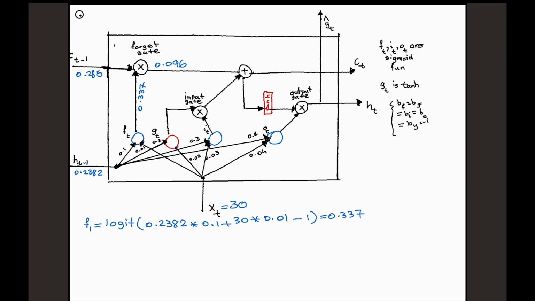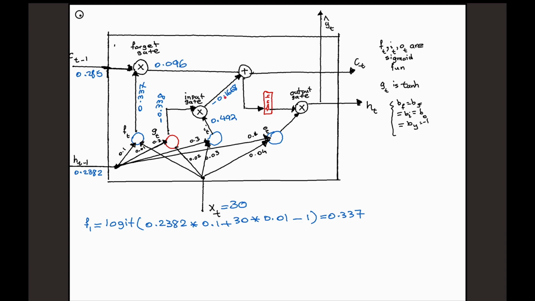GT, based on my calculation, is negative 0.338. Since G is in red, it was hyperbolic tangent. That's why it got a negative number. It can get a negative number. Hyperbolic tangent is something between -1 and 1. The IT in this case is 0.492. So if you multiply these two numbers, the output of the input gate is telling us to slash this by almost 50%. So what it is going to give us is -0.1668.